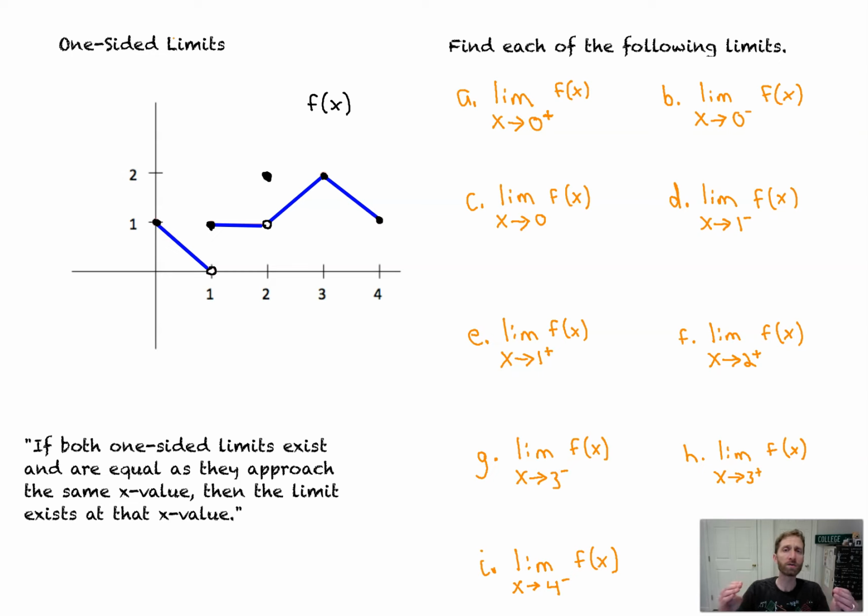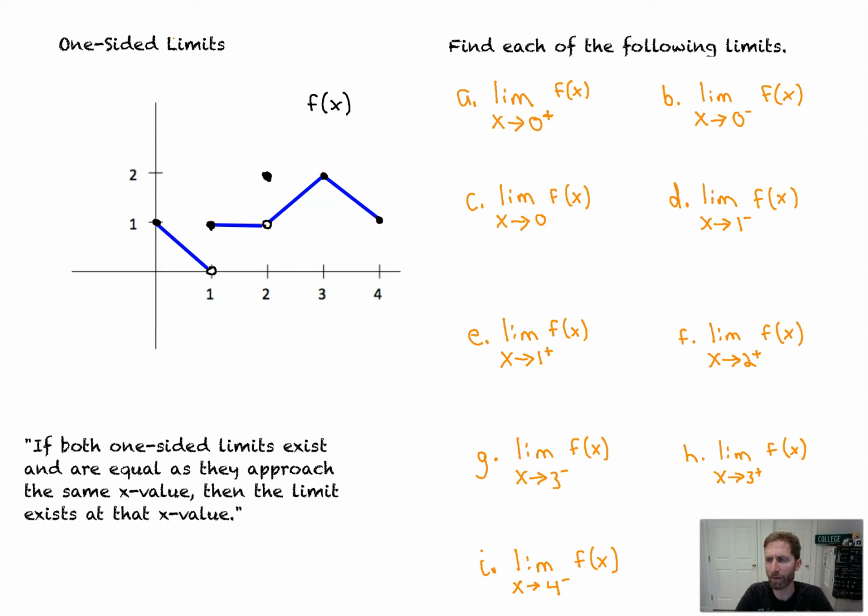So in the past, we've talked about how for a formal limit to exist, we've got to have the limit from the left side equal the limit from the right side. Essentially, if we approach a value from both sides, the y value is going to be the same from both sides. Now we're just going to look at one side and the other. So you can have one-sided limits. Let's do that. So this says find each of the following limits.